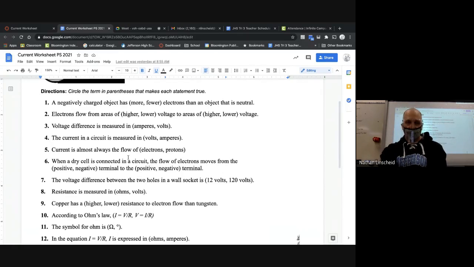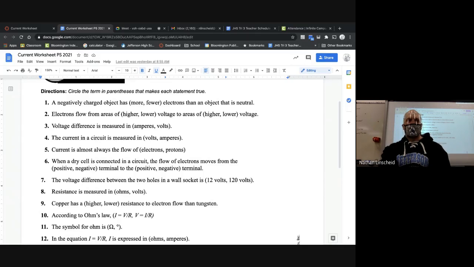Electrons flow from areas of higher or lower voltage to areas of higher or lower voltage. Higher to lower. Yep, you go from high to low. Again, you can kind of think about voltage like it's a hill. You go from the top of the hill down to the bottom of the hill. Number 3, voltage difference is measured in amps or volts. Yeah, don't overthink that one.